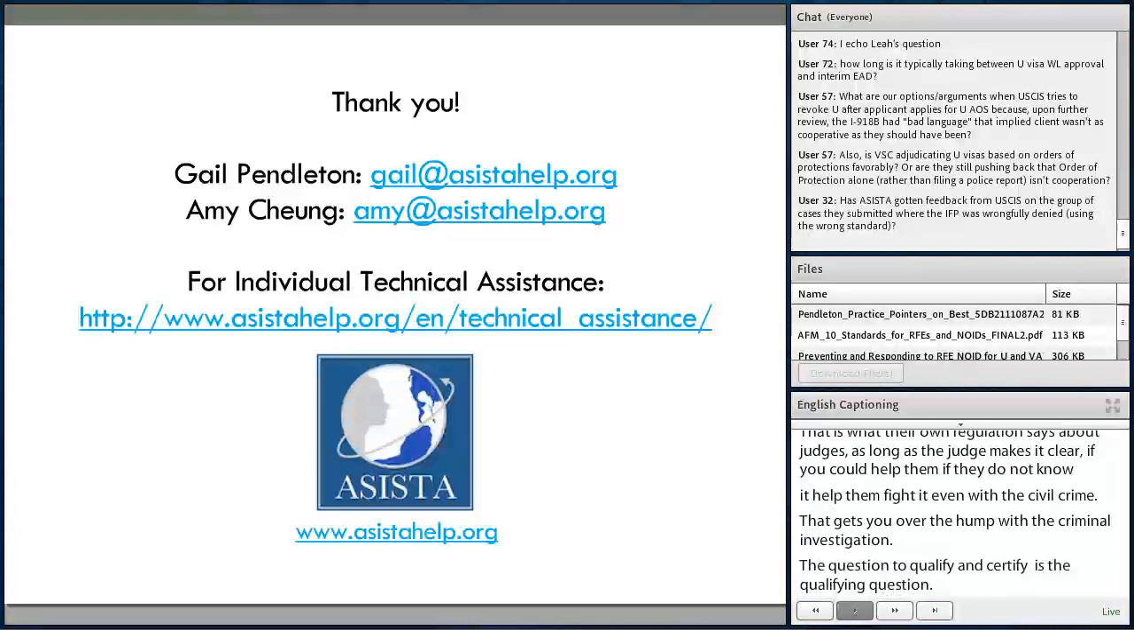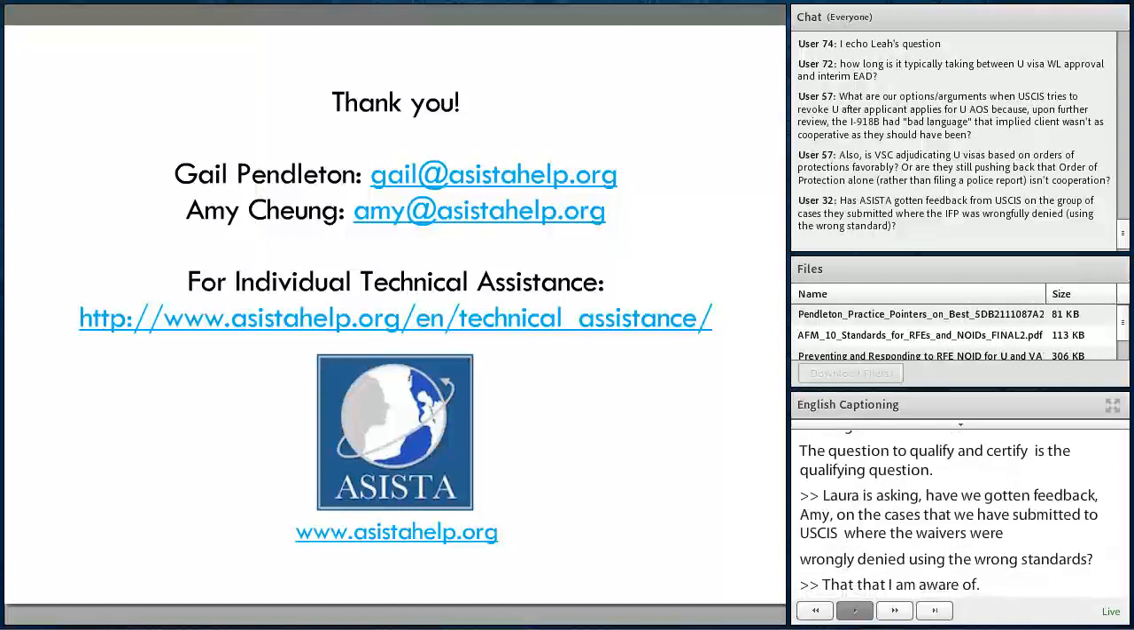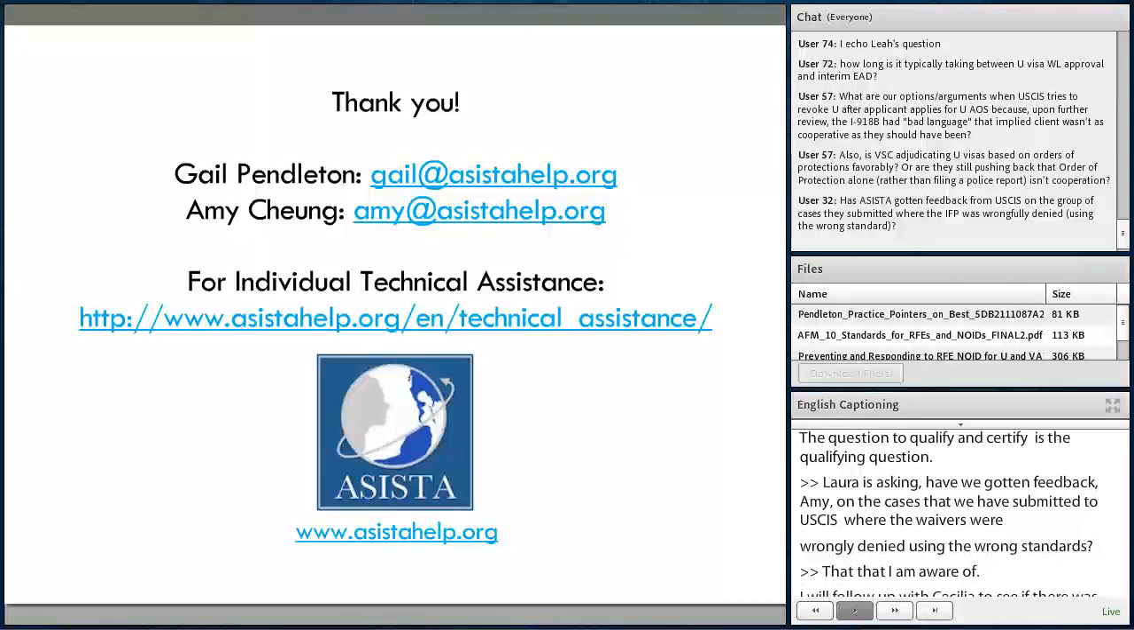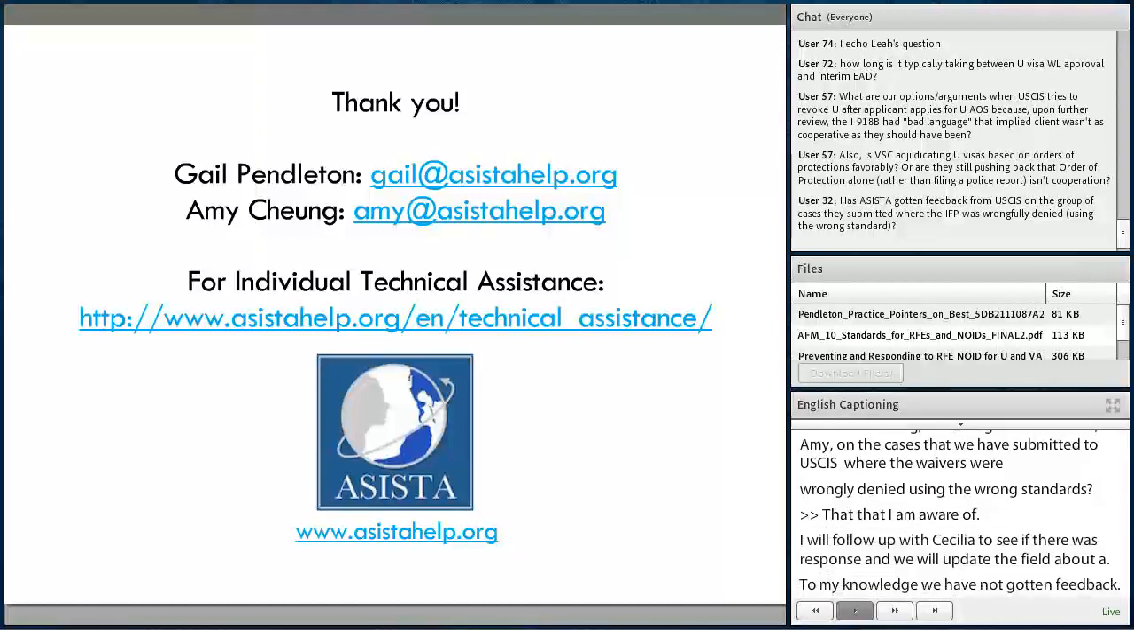Laura asked, oh, I don't know, maybe you know the answer to this. Have we gotten feedback yet, Amy, on the cases we submitted to USCIS where the fee waivers were wrongly denied using the wrong standard? Not that I'm aware of. I can follow up with Cecilia, and I'm sure that if we have gotten some response, we'll be updating the field about it. But to my knowledge, we haven't gotten any feedback yet.